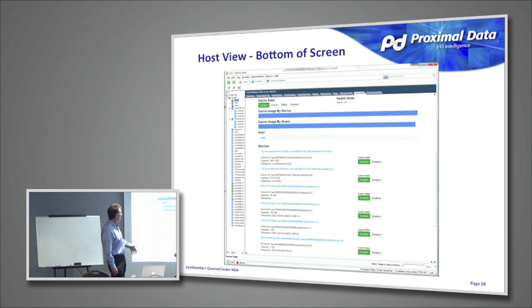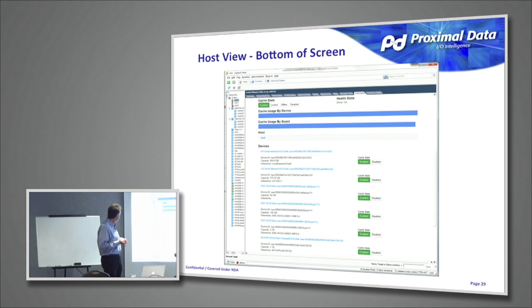This is the same screen, only we've scrolled down to the bottom of it. And this is listing the devices associated with this host. Interesting things here, of course, all the devices are enabled for caching by default, but you can disable devices. So you can essentially implement caching policies by data store. You could have data stores on one device that is cached, data store on another device that's not cached, implement 2 different service levels that are determined by which data store you deploy your guest against.